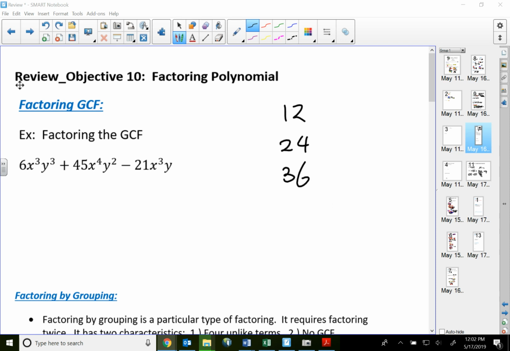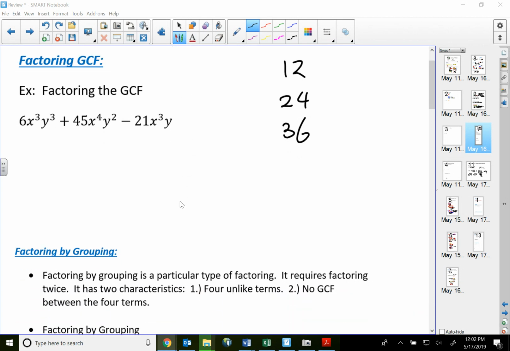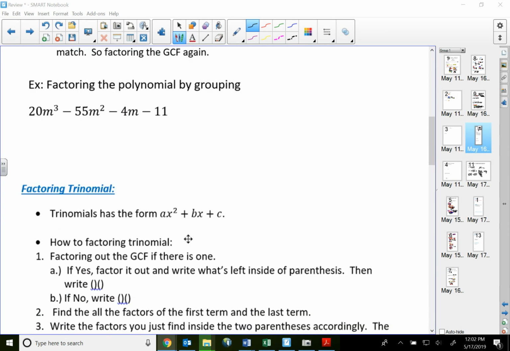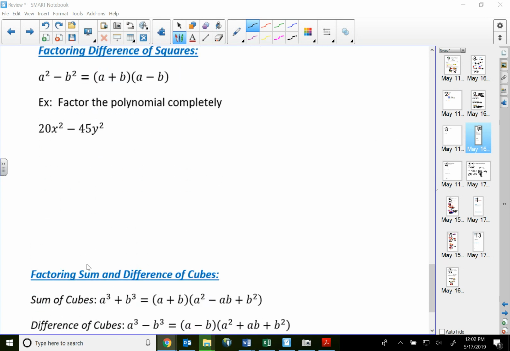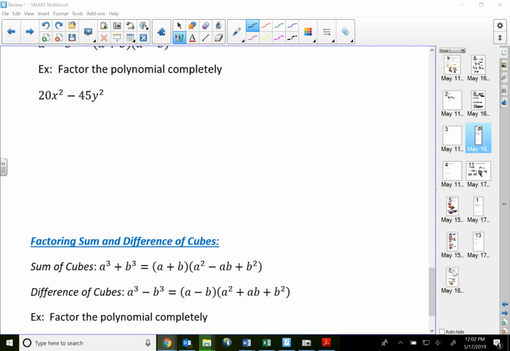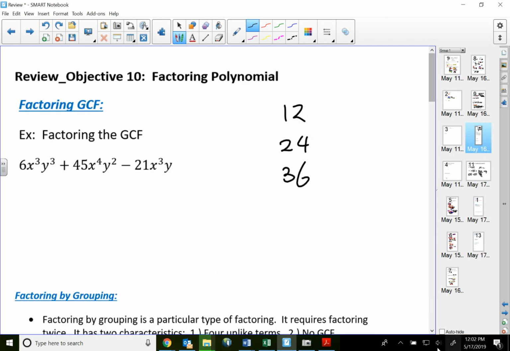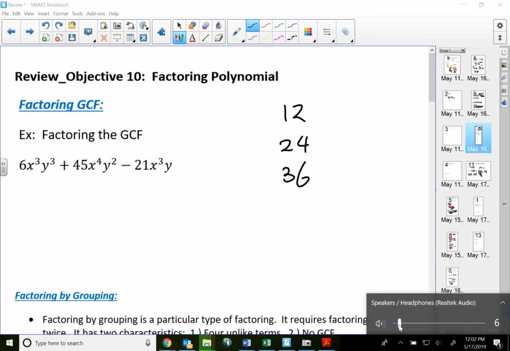All right, in this video, let's review how to factor polynomials. So I wrote down: factoring greatest common factor, factoring by grouping, trinomials, and difference of squares, along with factoring sum and difference of cubes. So let us review real quick. Let's begin with the greatest common factors real quick.